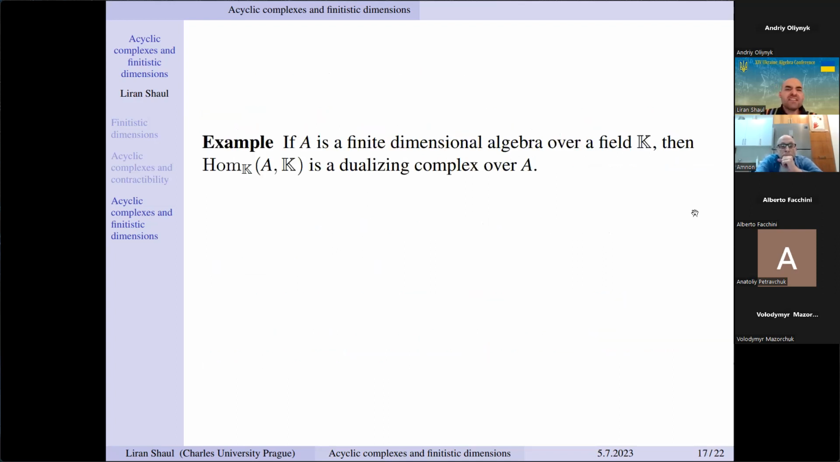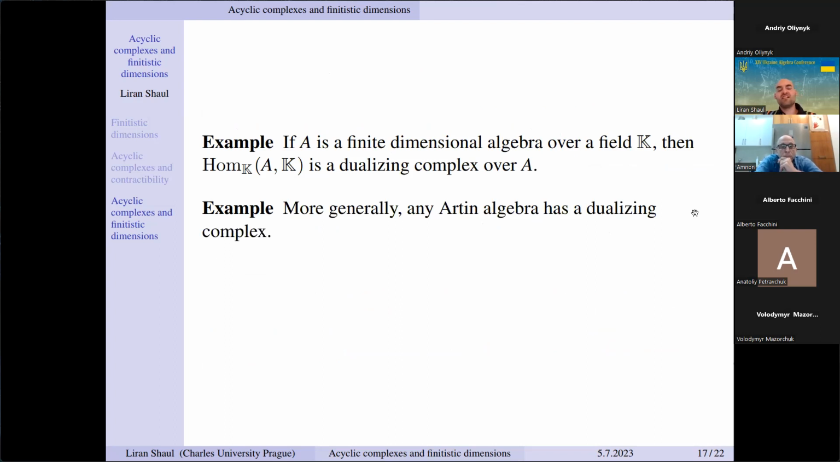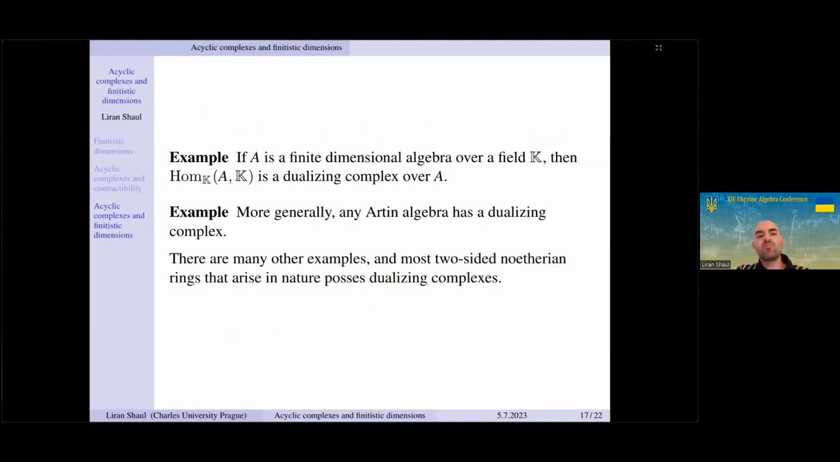What's important for us is that finite dimensional algebras have dualizing complexes, and Artin algebras have dualizing complexes, and actually most Noetherian rings that arise in nature have dualizing complexes. So they are everywhere. Most rings that you work with probably have a dualizing complex.